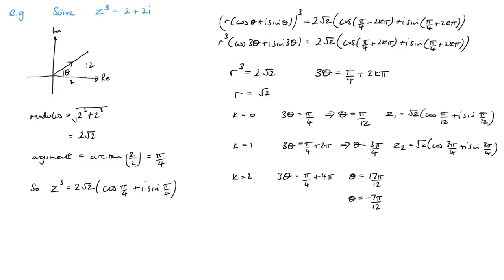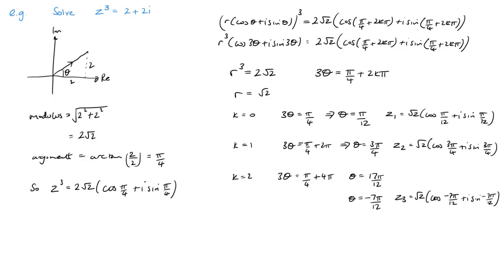Okay, so now I've got that. That's between minus pi and pi. That'll be my Z3. So it's root 2 cos of minus 7 pi by 12 plus i sine minus 7 pi by 12. And those are my 3 roots.